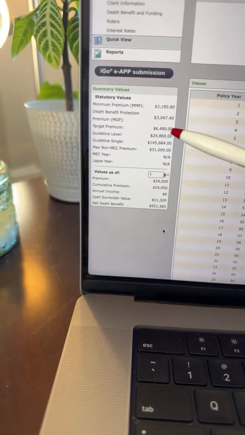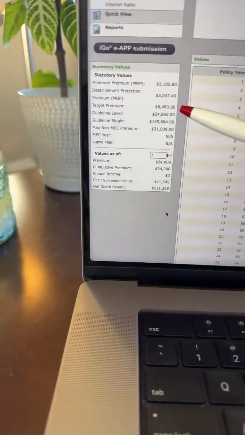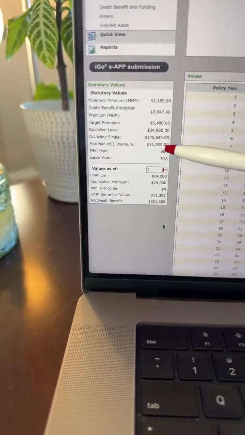Because if you increase that death benefit, this target number will go up. If you decrease that death benefit, this target number will go down. I'll kind of show you that. I'll manipulate it for you.